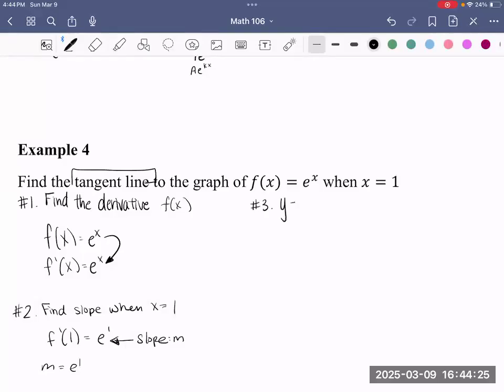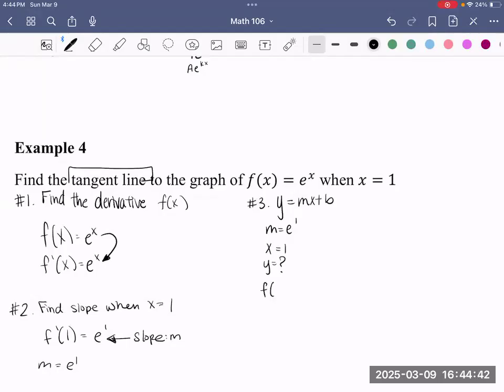So now step 3, right? We have y equals mx plus b, right? That is your typical format. M we know to be e to the first. X we know to be 1. So now we need to figure out y. We figure out y by plugging your x value into your initial formula. So that would be e to the first.